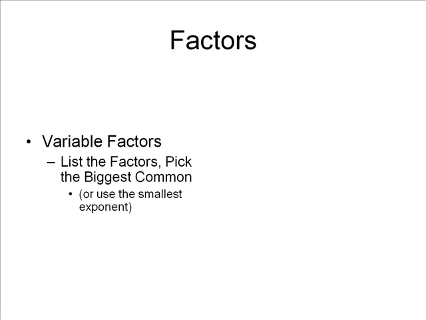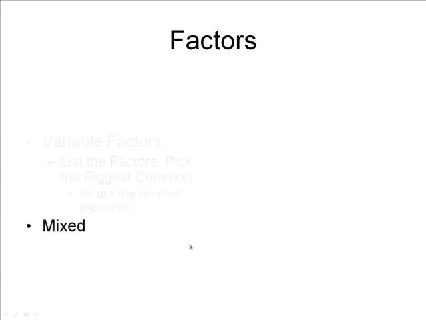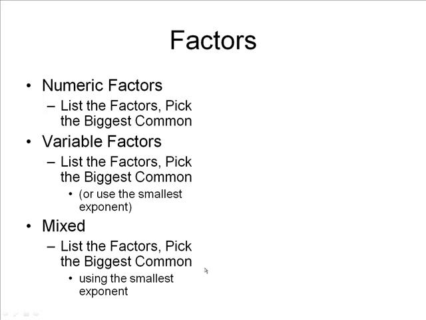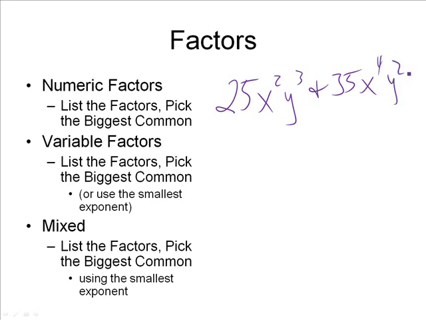Now if we put it all together, we still do the same thing. We list the factors, pick the biggest common factor. All we have to do is keep in mind that we're going to use the variables with the smallest exponent. So if we had something along the lines of 25x squared, let's make it crazy and say y cubed, and let's have 35x to the 4th y squared.